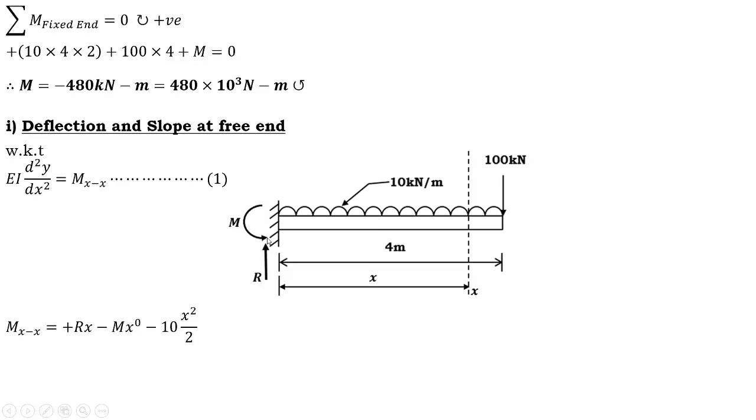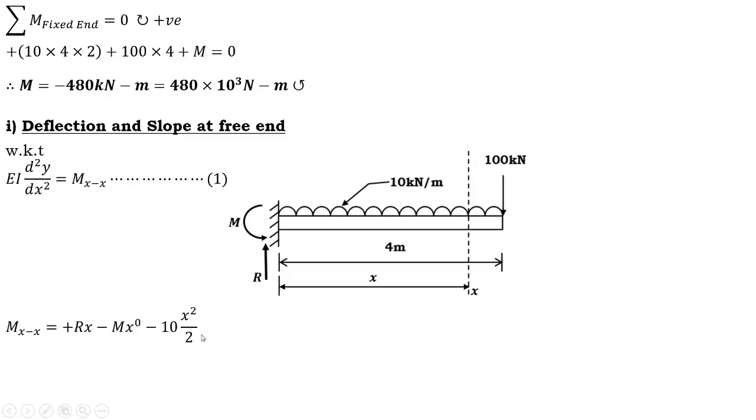Then this is the moment. The moment is not multiplied with the distance, but I need to put this moment in the form of x. Therefore it is M into x raised to 0. X raised to 0 is nothing but 1. Therefore it is only the moment, minus the applied UDL throughout the span, therefore it is a negative value because it is acting in the downward direction.